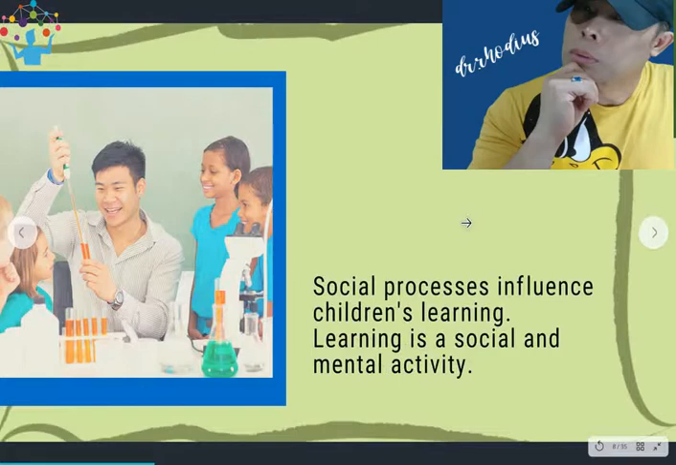Social processes influence children's learning. Learning is a social and mental activity. In comparison to the cognitive process, which is very much focused on the dynamics of the thoughts, on organizing the thoughts, in the constructivist theory, it is not only about the mental activity, it is also about the interaction of people, the social connection. And very often these influence the way children learn.